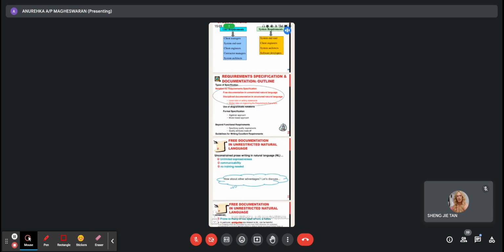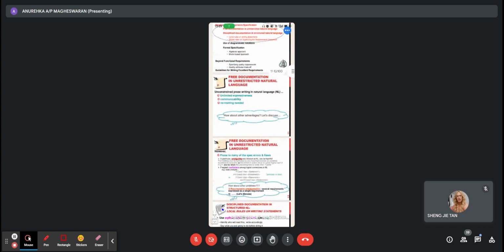System requirement cannot be simply written. You have to follow the standard, the structure and the proper language to write the requirement.